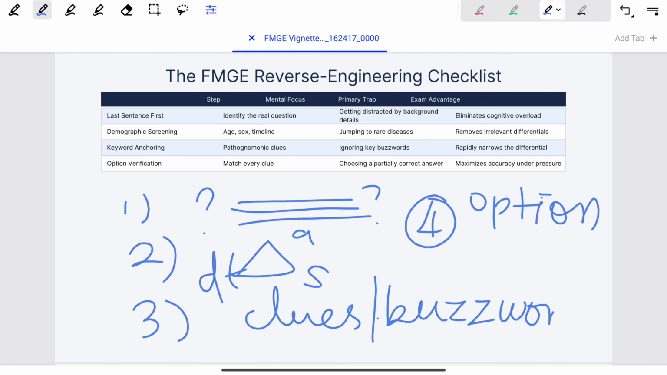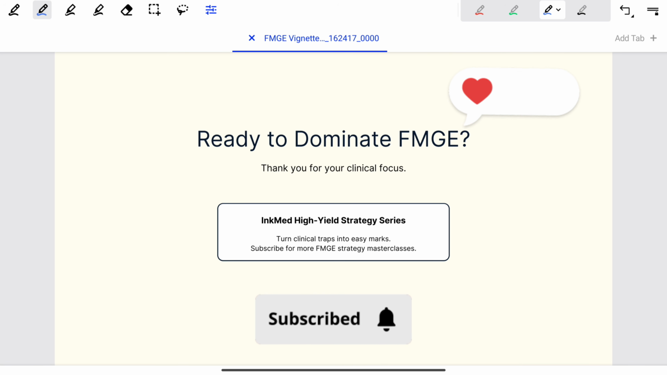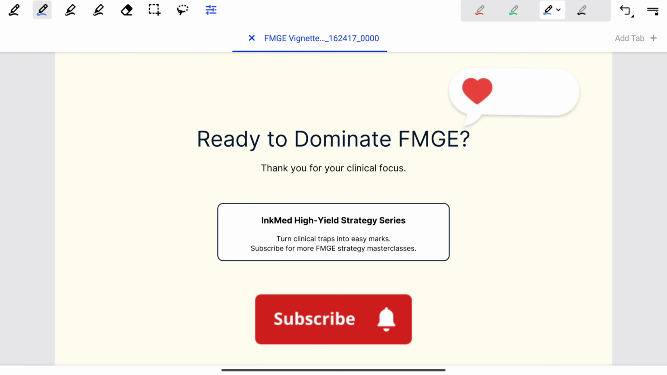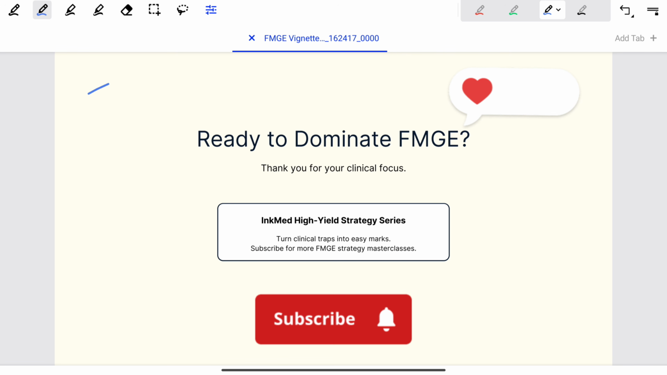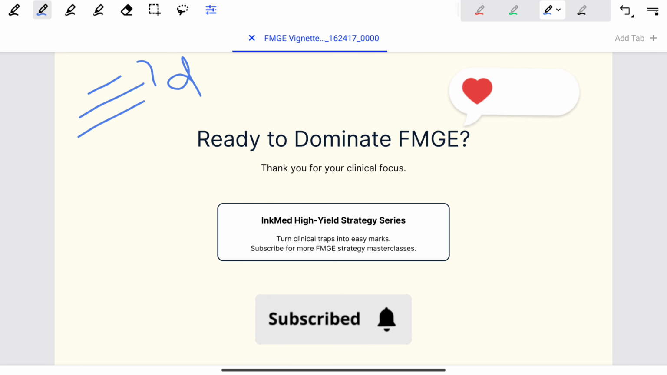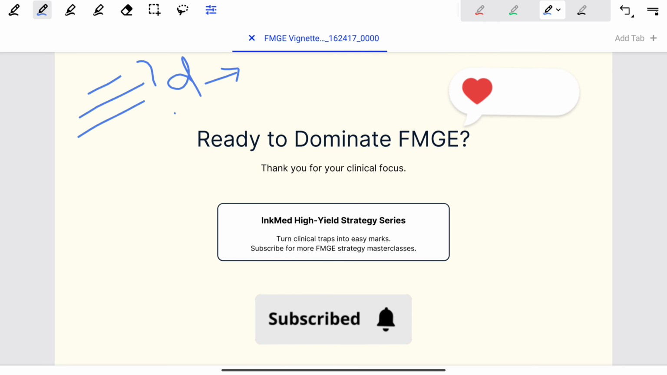Before we conclude, remember one important principle. FMG is not merely a test of memory. It is a test of pattern recognition, clinical reasoning, and efficient decision making. Diagnostic buzzwords can guide your thinking, but they should never replace your clinical analysis. Always verify that your diagnosis explains every important clue presented in the question. If you consistently apply this reverse engineering framework during your question practice, you will begin to recognize patterns faster, avoid common traps, and improve your accuracy significantly.